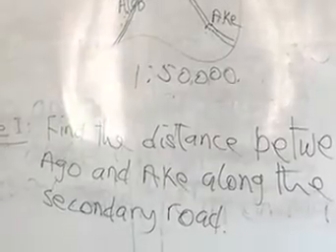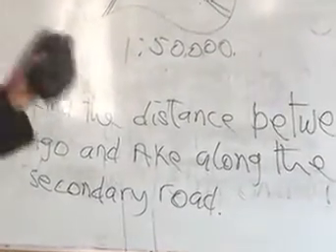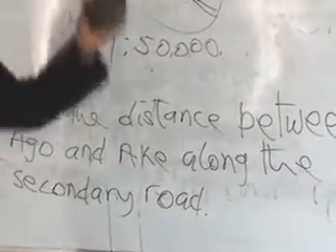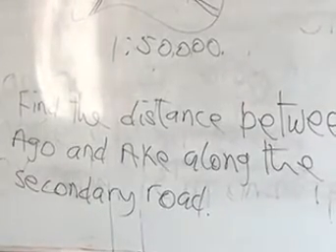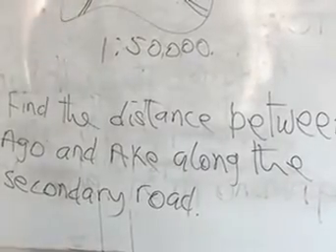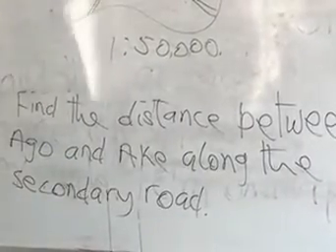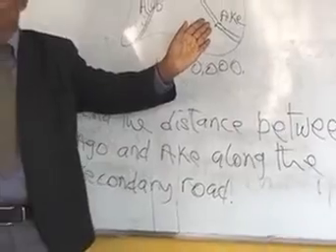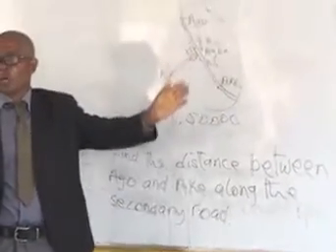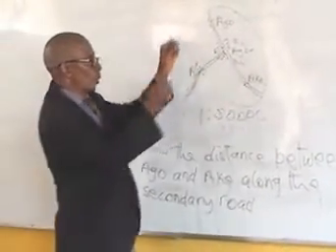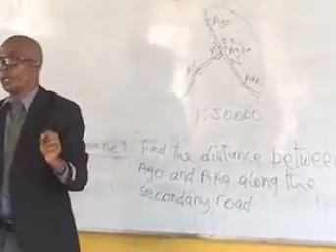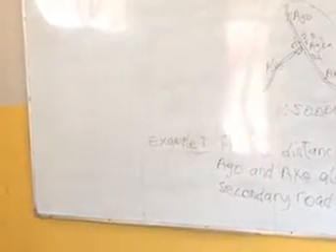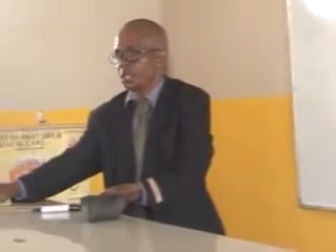We find the distance between Ago and Ake along the secondary road. All we need to do is to pick thread, because it's not a very straight distance. It's more or less a curved distance that we want to measure with thread. We transfer to ruler. And on the ruler, it measures 20 cm.